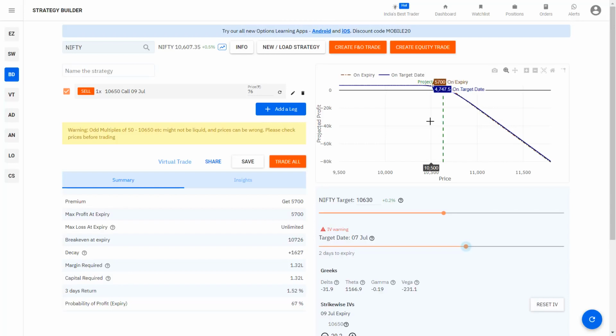It's an analysis of scenario. If you can answer the question, what will happen if the index is at 10650 on Tuesday, will I make money or lose money? That takes away half your problems as an option trader, and it gives you other data like how much is the premium you're getting, where is your break even point, again a very important number, how much is the theta decay, how much is the margin required, how much is the capital required, what is the 3-day return on this option, what's the probability of profit.